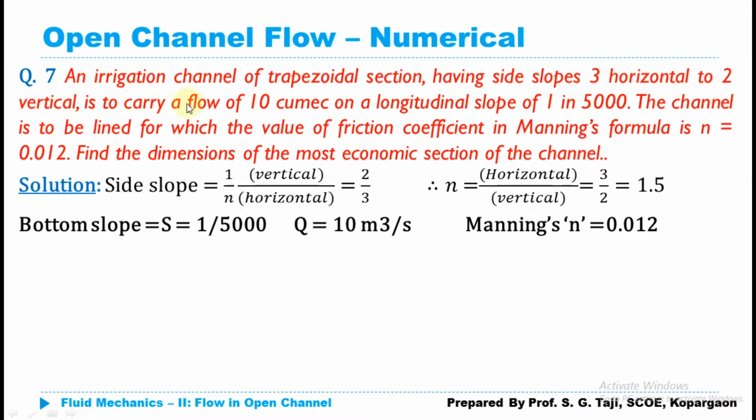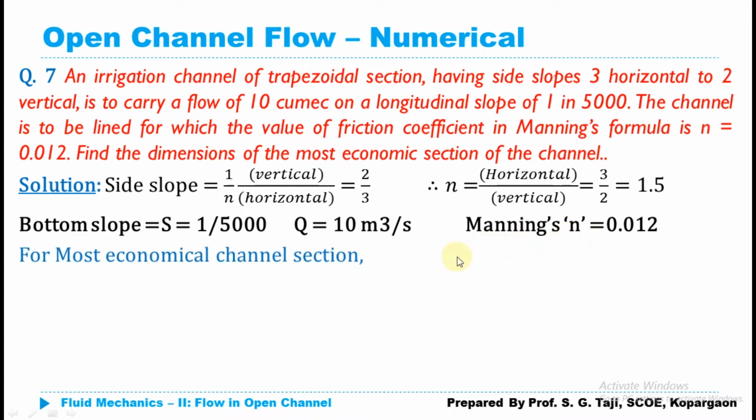So we need to design this channel to carry the flow of water. We need to find the dimensions of the channel to carry the flow of water 10 meter cube per second, on longitudinal slope, that is slope along the length of the channel, which is given by 1 in 5000, that is value of S is 1 in 5000. The channel is to be lined, for which the value of friction coefficient in Manning's formula is given as 0.012. So that means they have given Manning's n. So simply we are going to make use of Manning's equation while computing the dimensions.